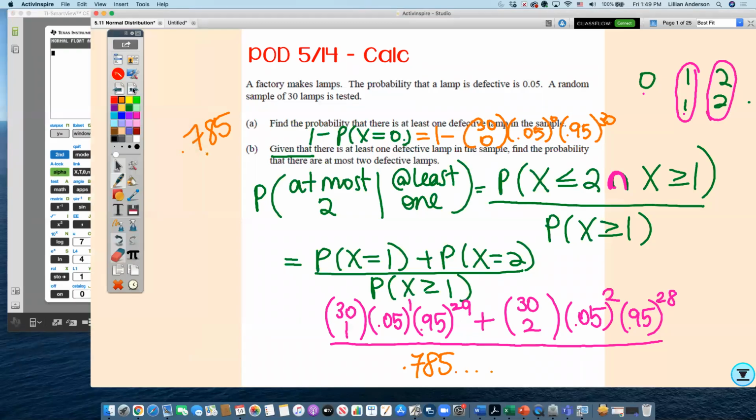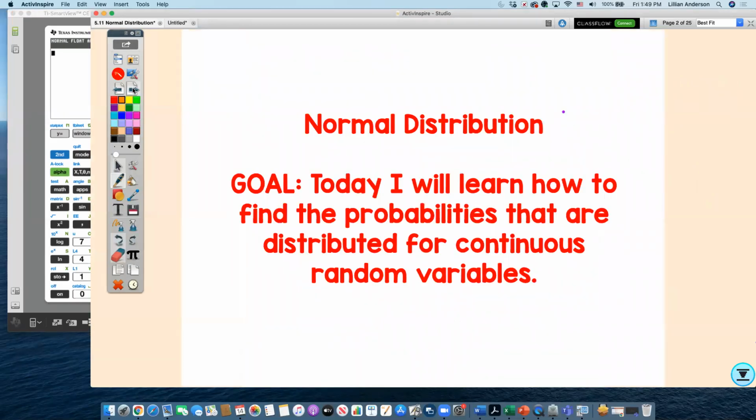Today we are talking about normal distribution. You're going to learn how to find probabilities that are distributed for continuous random variables. Binomial distribution was used with discrete variables, such as defective lamps, number of shots, or batteries. That's binomial distribution because you'll have a fixed number, and the probability is the same across the board, no matter how many times you perform this event.